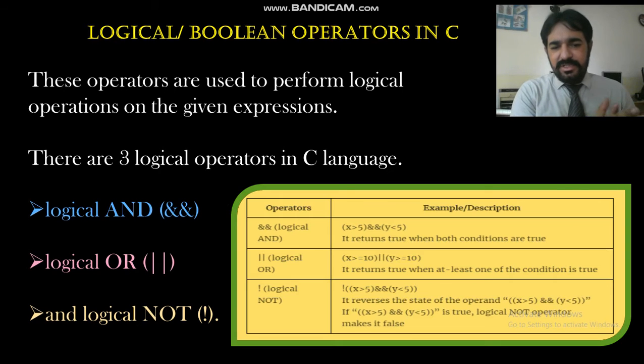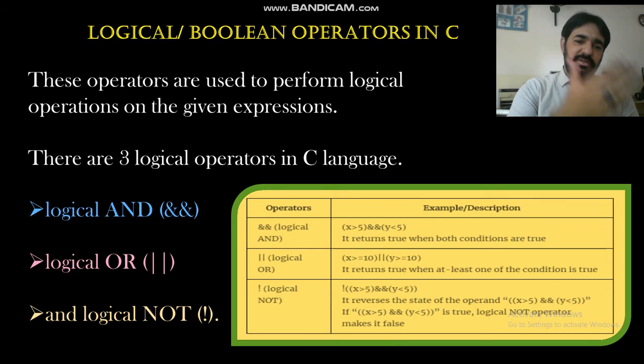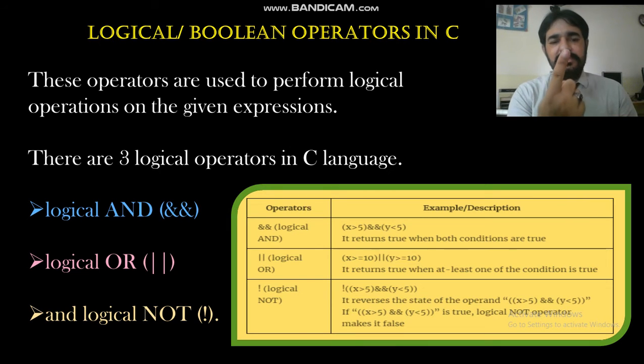Then the logic NOT gate: not (x greater than 5 and y less than 5). It reverses the state of the operand. Means if the value is true, it will reverse to not true. If the value is not true, then it will reverse to true. It has only one single input and a single output.